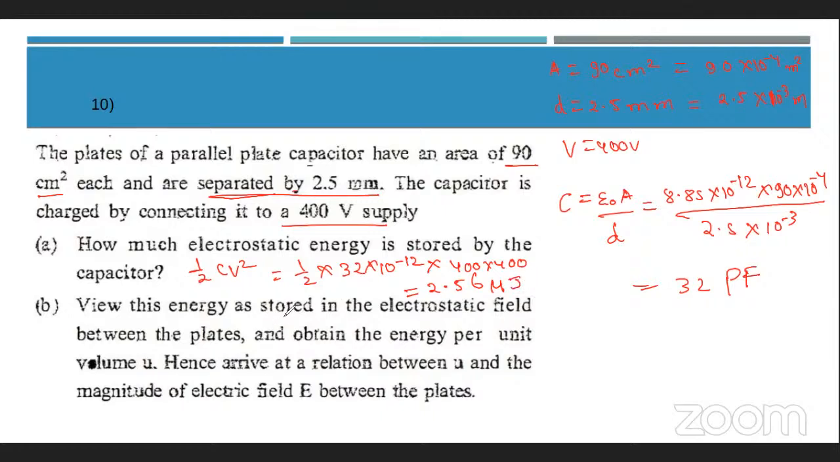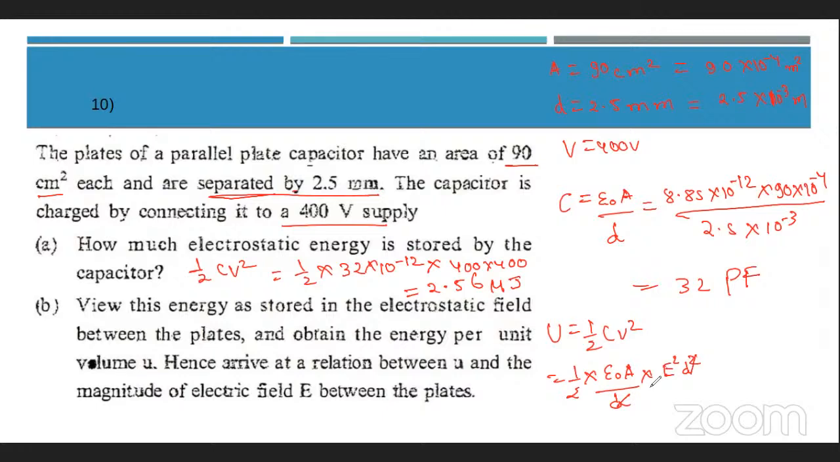Now they're telling you to view this energy as stored in the electrostatic field between the plates and obtain the energy per unit volume. So I have U is equal to half CV square. Now if I substitute C as epsilon naught A upon D, and as E is equal to V by L, I can write V is equal to E times L, where here L is equal to D. So it is basically E square and D square. So I can cancel one D here.